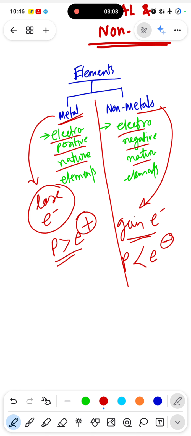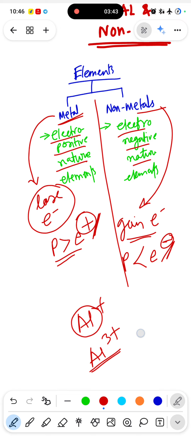That's the basic difference between metals and non-metals, and there are many physical and chemical differences between them, but we will study them further. Now, metals are elements which form positive ions by losing electrons. As I said, metals form positive ions, and non-metals form negative ions. For example, aluminium is a metal which forms a positively charged ion, Al3+, by losing electrons. So that's why it is a metal, because it gains a positive charge.